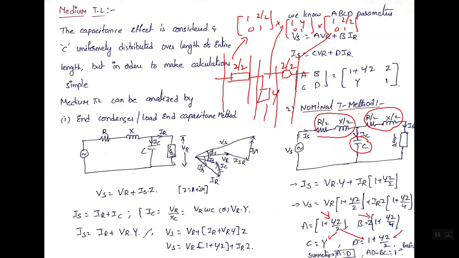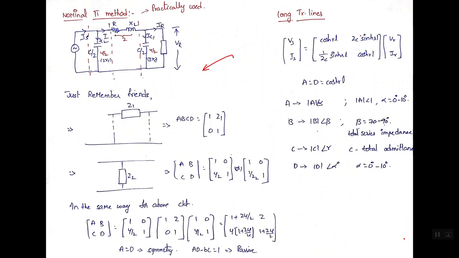From these, A is equal to D, so we can say that it is symmetrical. And AD minus BC is also 1. So we can say that it is passive.